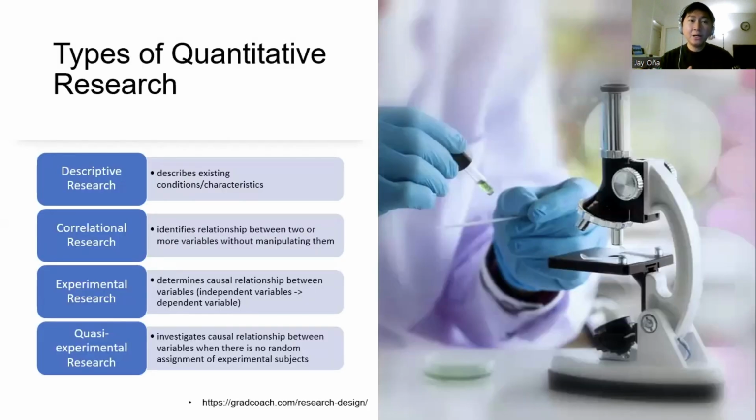So before I go on talking about experimental design, let me just zoom out a little bit and talk about the different types of quantitative research in which experimental research falls into. So one type of quantitative research is descriptive research, which merely describes an existing condition, describes the condition and characteristics of an existing population or sample of that population. So dito po, wala naman tayong control na or treatment na binibigay sa data. We're just merely describing that specific trait or characteristic of that population.